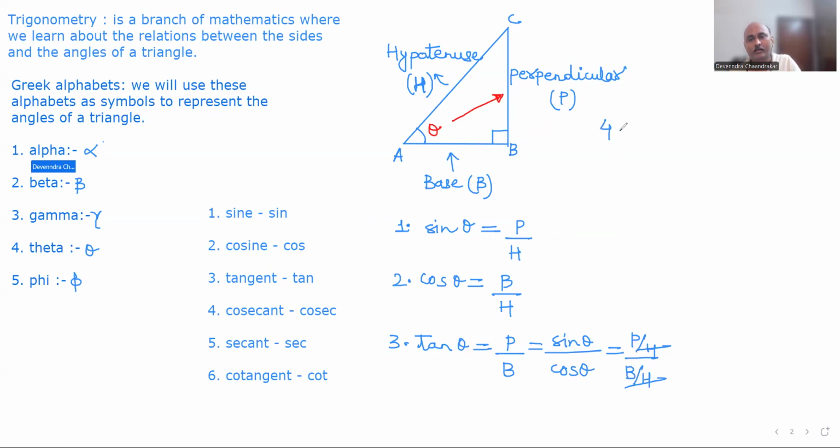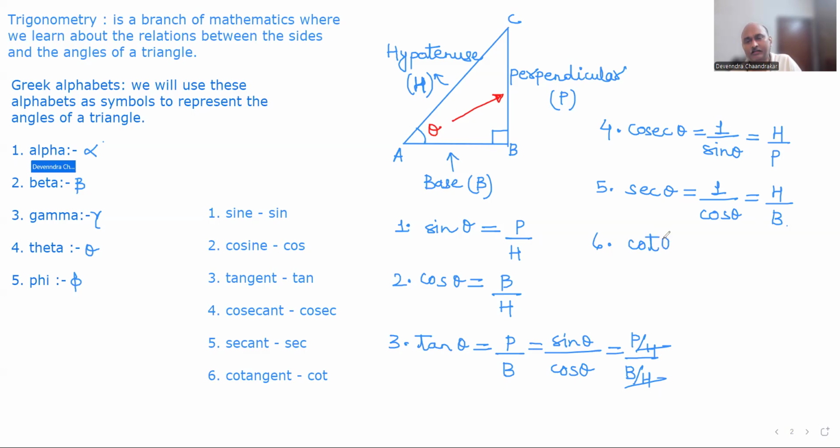Then comes the fourth one, which is cosec theta. Cosec theta is nothing but 1 upon sine, and this is H upon P. Fifth one is sec theta. The relation which sec theta establishes with angle and sides is H upon B. Sixth one is cot theta, which is 1 upon tan theta.